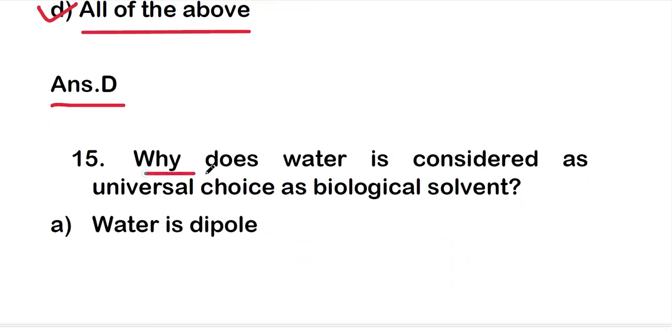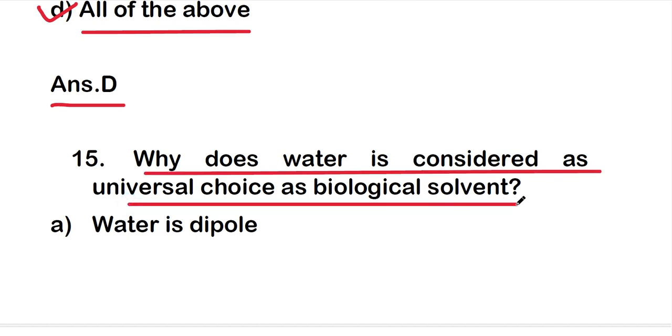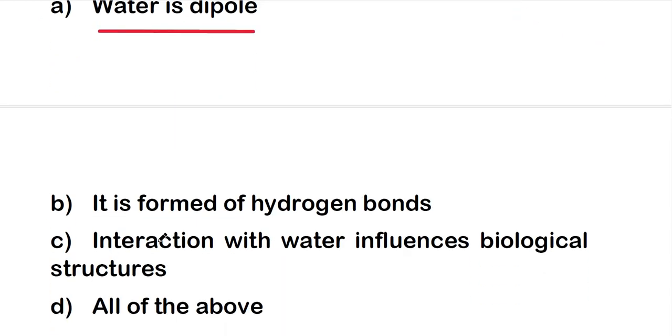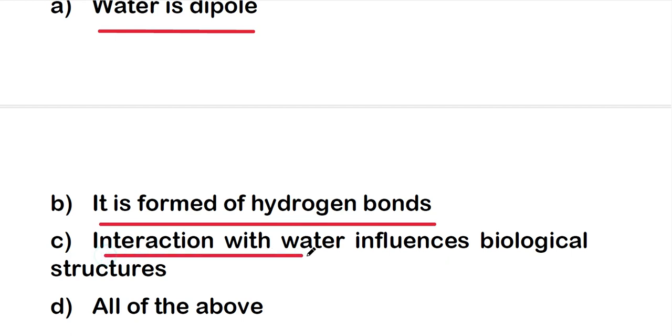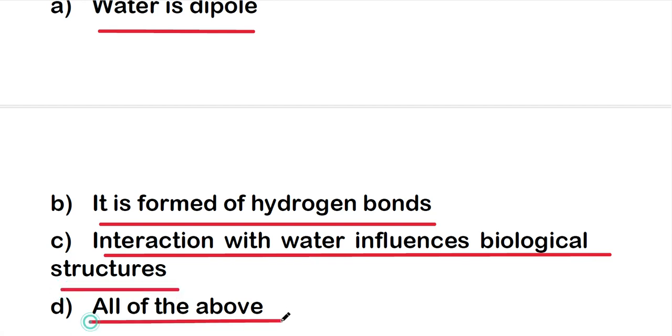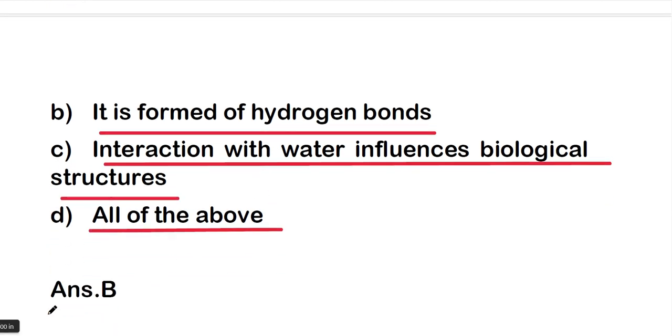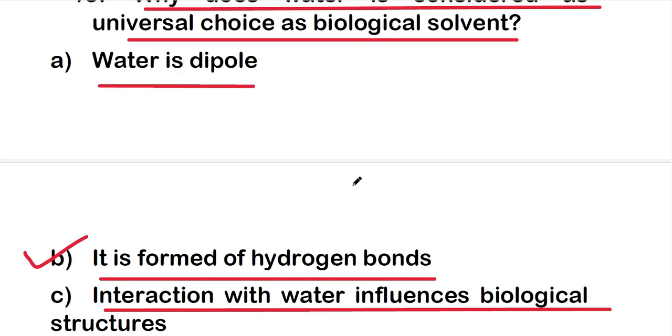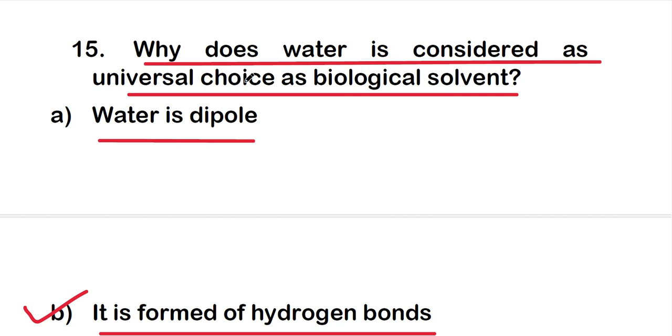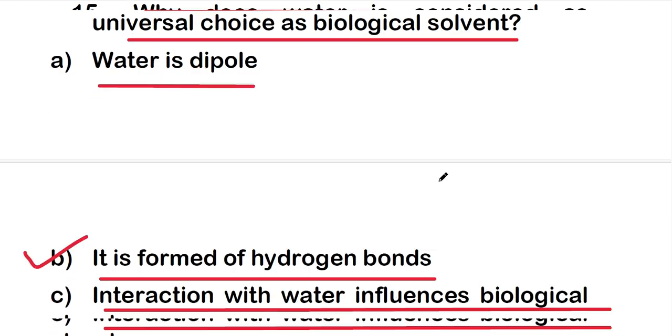Next question is, why is water considered the universal choice of biological solvent? The options are water is a dipole, or it forms hydrogen bonds, or interaction with water influences biological structures, or all of the above. And the right answer is option B, that is it forms hydrogen bonds. So that is the reason why water is considered the universal choice of biological solvent.